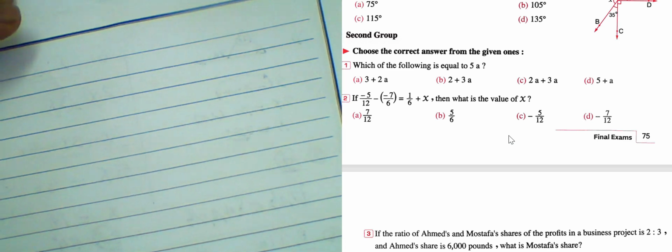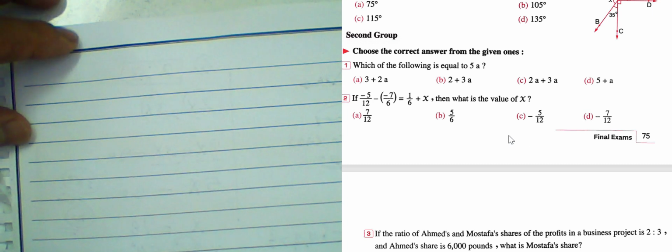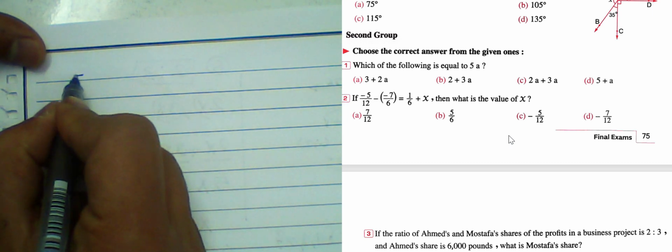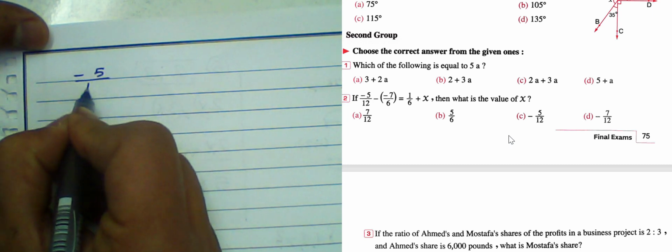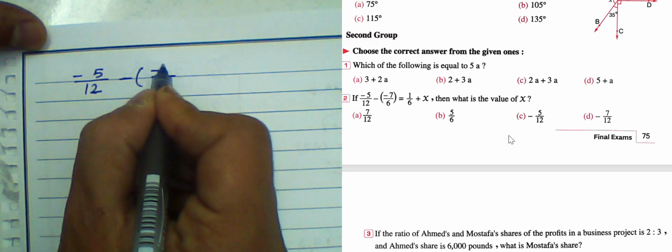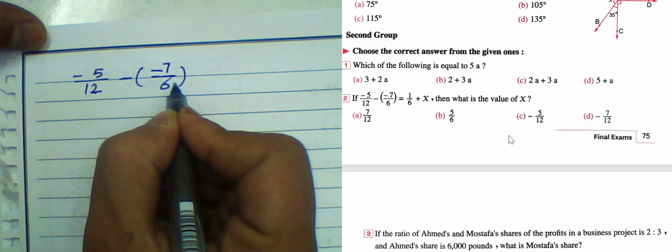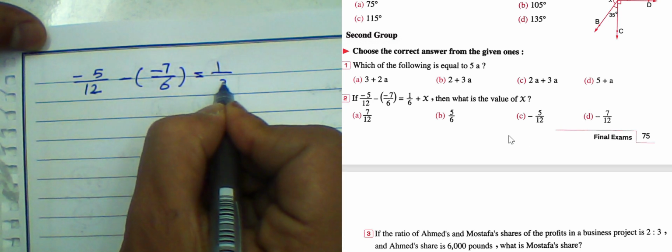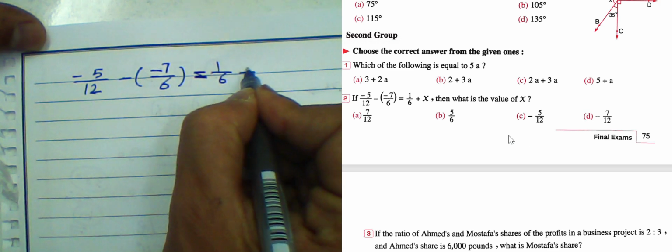Question number 2: if negative 5 over 12 subtracted by negative 7 over 6 equals 1 over 6 plus x, you want to find the value of x. Okay, I will solve this equation here. We have negative 5 over 12 subtract negative 7 over 6 equals 1 over 6 plus x.